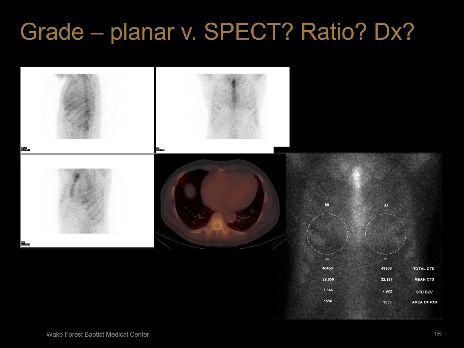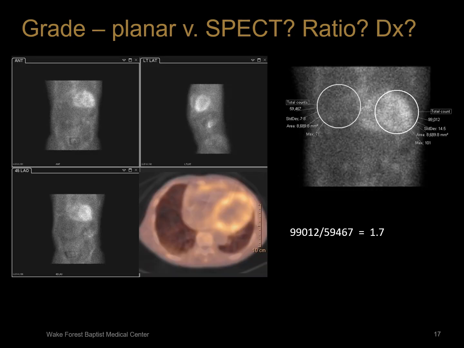transthyretin cardiac amyloidosis. And contrast that one with this SPECT scan, where you see very little rib uptake and really high myocardial uptake in the left and right ventricle. You can see that on laterals and obliques. And when you get to the SPECT CT, you can see all the uptake is in the myocardium, in the left ventricle and the right ventricle. And then the ratio is pretty high at 1.7.